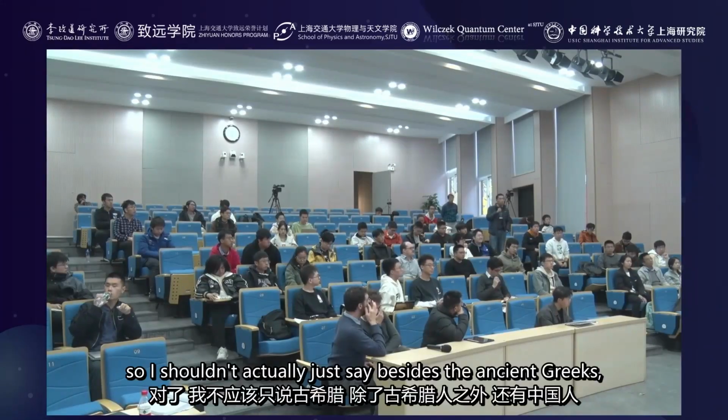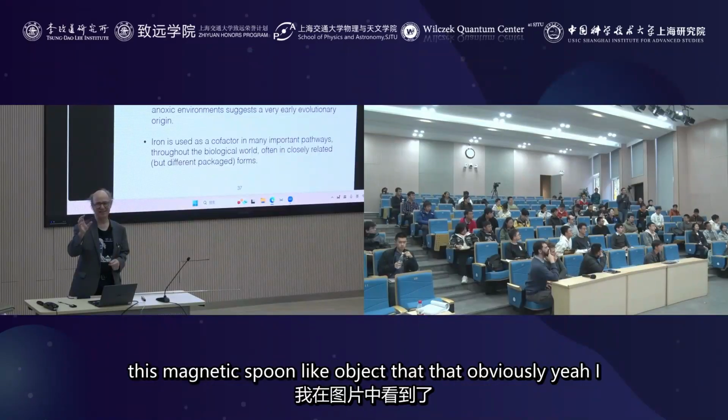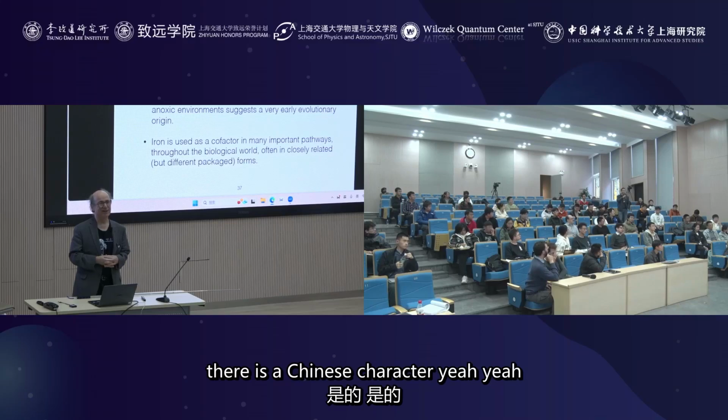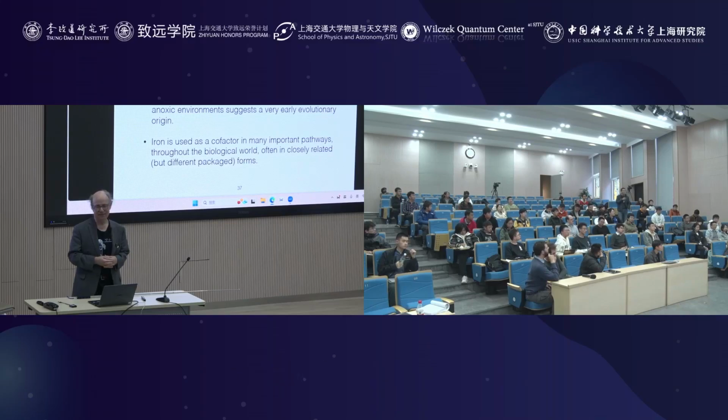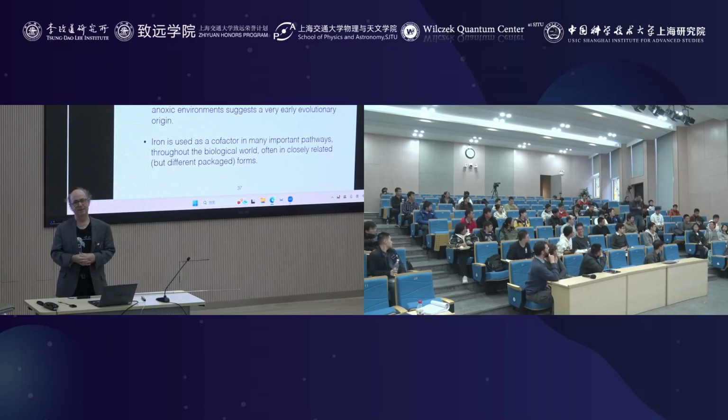So I should just say, besides the ancient Greeks, there were the Chinese people who had this magnetic spoon-like object that obviously also I see in the picture. There's a Chinese character. Yeah, that's from ancient China.